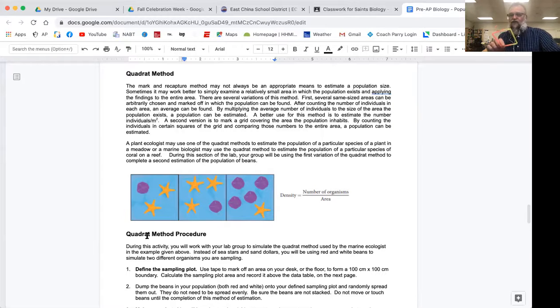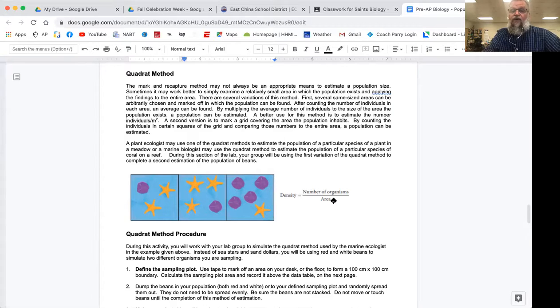And this is going to allow us to do a subsampling of the whole population. So here we're looking at the ocean, and we've got some purple sand dollars and some yellow starfish. Let's say this is 1 meter by 1 meter box. So the overall area is going to be 1 meter by 1, 2, 3 meters. 1 meter by 3 meters. Total area is 3 meters squared.